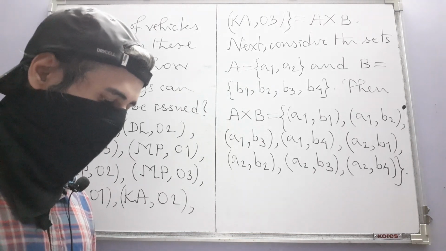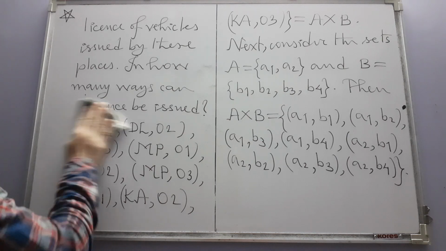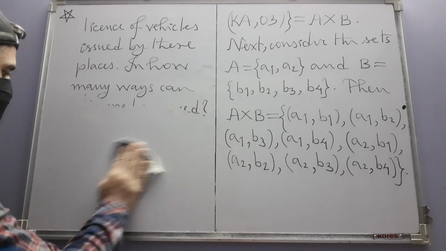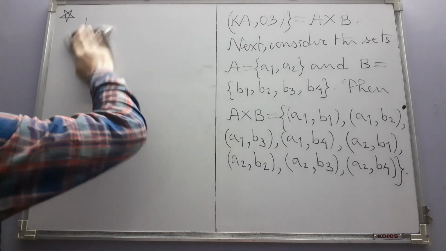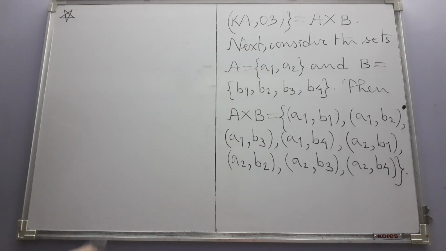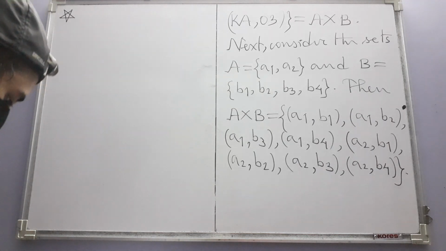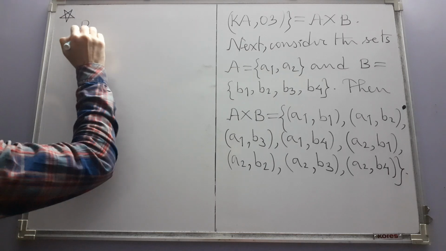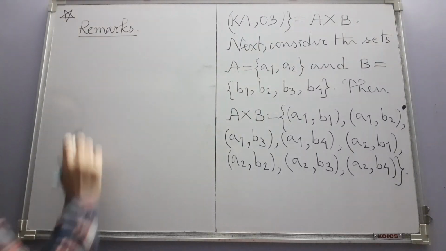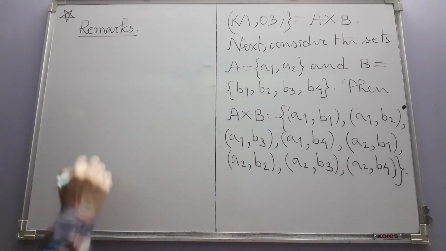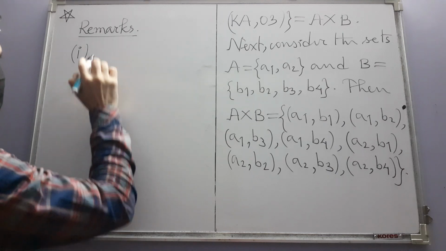Now there are some remarks about all these things. So let's see the remarks one by one. There are 4 things that the text remarks about. The first one is, of course, all these remarks are very important, okay? So pay attention.